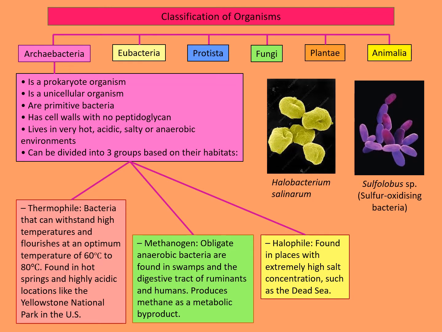Now we look one by one at the details about the 6 kingdoms. We start with Archaebacteria. Archaebacteria is a prokaryote organism. This means there are no membranes enclosing the nucleus and the organelles in the cells. It's a unicellular organism, primitive bacteria. Okay, the first bacteria or the first living organism to exist on Earth. It's very small and a very simple organism. That's why we call it primitive bacteria or primitive living organisms.